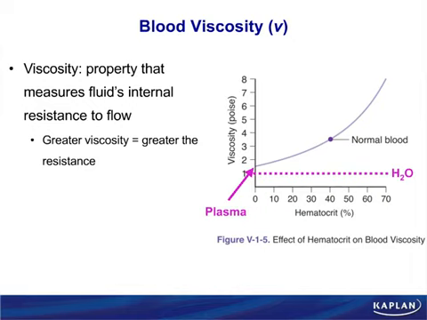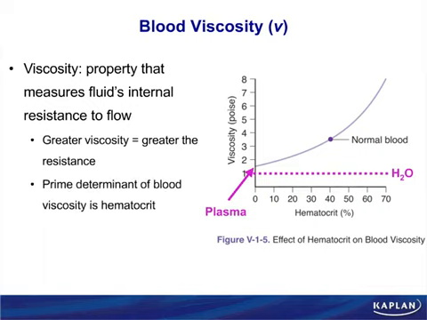Even plasma is, and that's because of the interaction of the proteins. What the graph shows is that as hematocrit goes up, notice that viscosity goes up, and goes up considerably even at a normal hematocrit. So hematocrit is our major player in blood viscosity. And remember, resistance is directly related to the viscosity. So, big player, prime determinant of blood viscosity is the hematocrit.